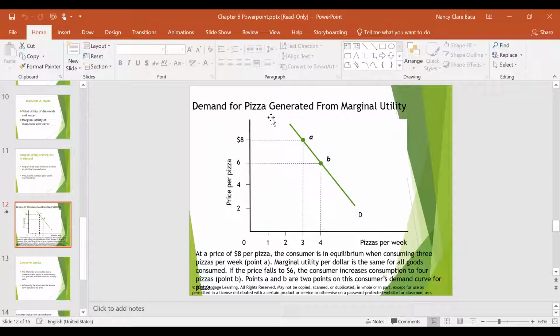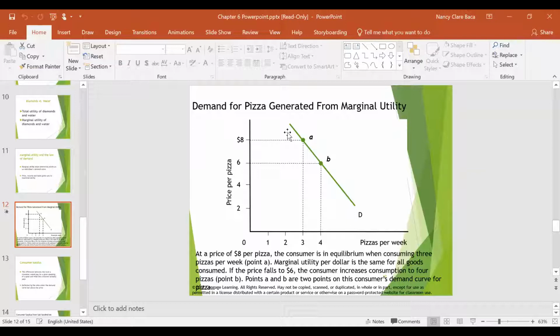And that would explain why an individual's demand curve, and therefore most demand curves, are going to be downward sloping. Because if you want people to consume more, you have to decrease the price, because they're simply not going to get the same satisfaction out of their fourth pizza in a week than they did with their first one.